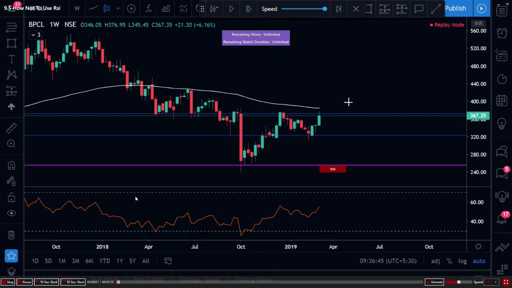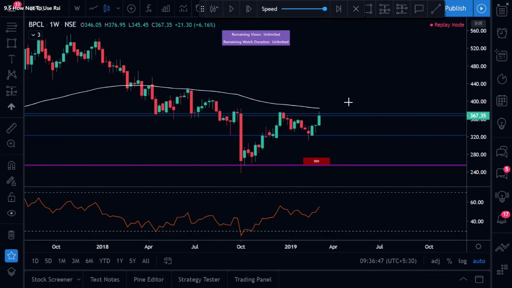Weekly chart of BPCL. In this example, I will show you how not to use the RSI. Normally, traders identify divergences in just one time frame and try trading those. But we as a community have studied that we have to analyze multiple time frames and look for indications from multiple time frames, which gives us an additional edge to our analysis.